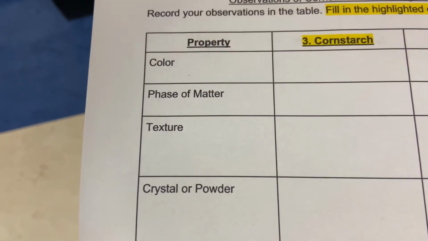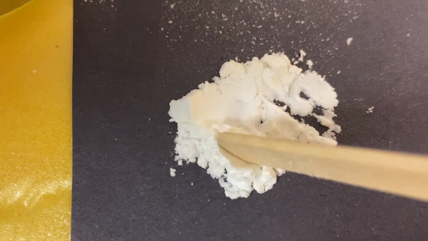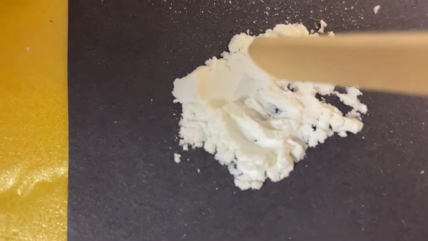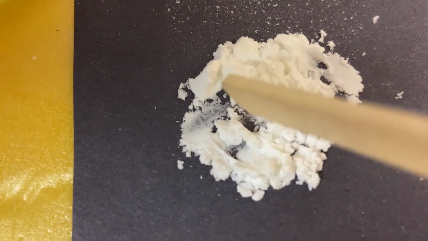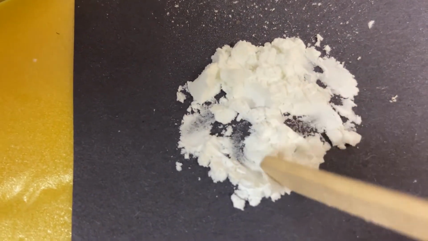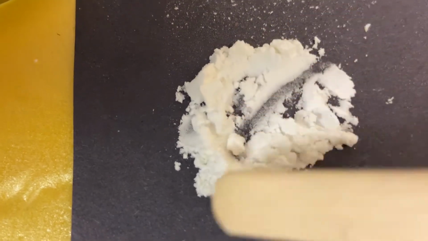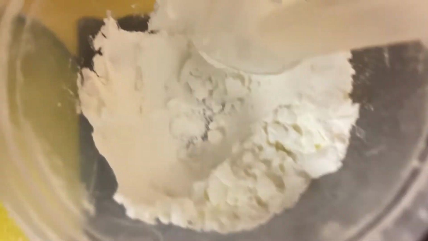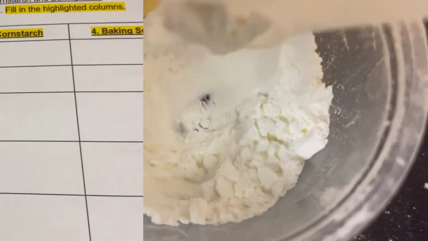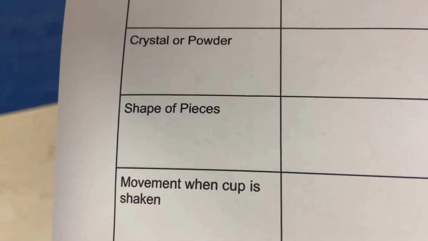Let's identify the texture. So this is cornstarch, and as I'm pressing down on it, observe what is happening. What is the texture? Is it soft or is it hard? Is it crumbly or is it rigid? Is cornstarch a crystal or a powder? And what is the shape of its pieces?